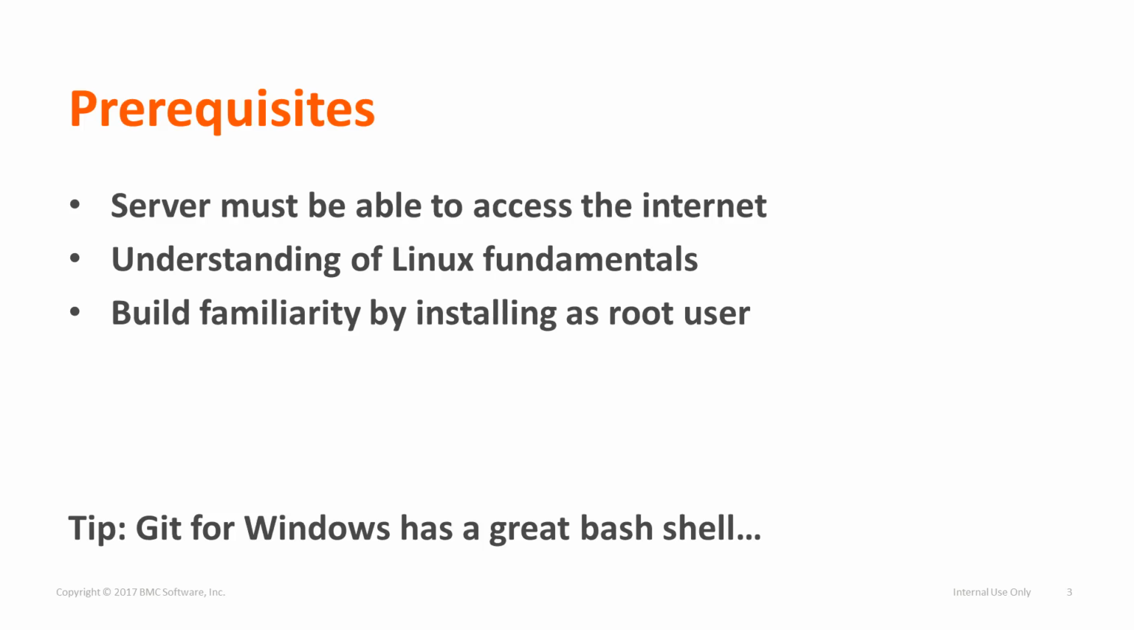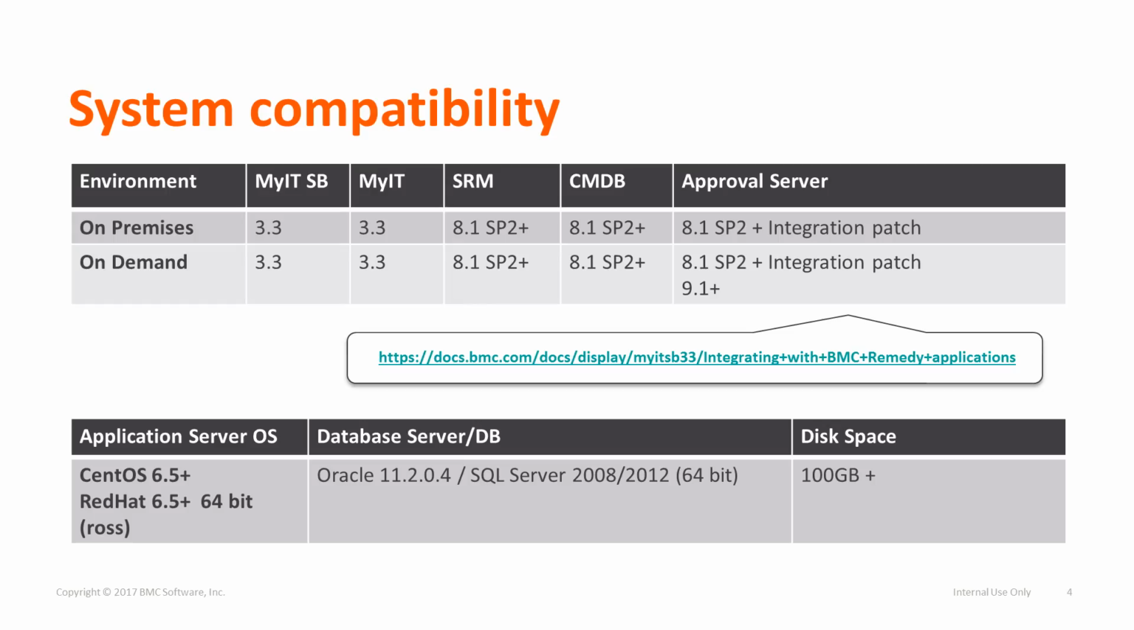Okay, so now that we understand all that stuff, let's go over the compatibility a little bit. The on-premises is what we're looking at. You all know that for a MyIT Service Broker 3.3 installation, you need to be running MyIT 3.3. The platform change from 3.2 to 3.3 is significant enough that we are recommending that we only support the ITSM stack 8.1 Service Pack 2 and above. And if you need to, because you want to use the approvals, you need to run an integration patch on your ITSM servers, and John will go over that section later on.